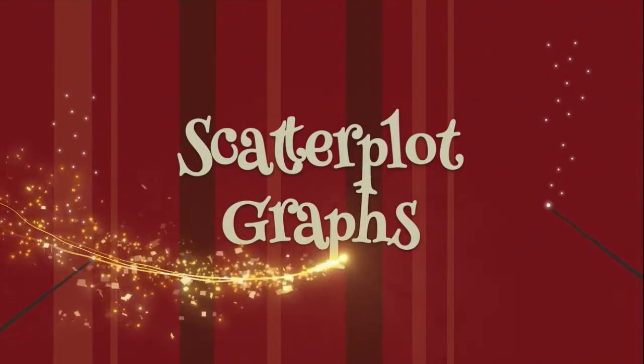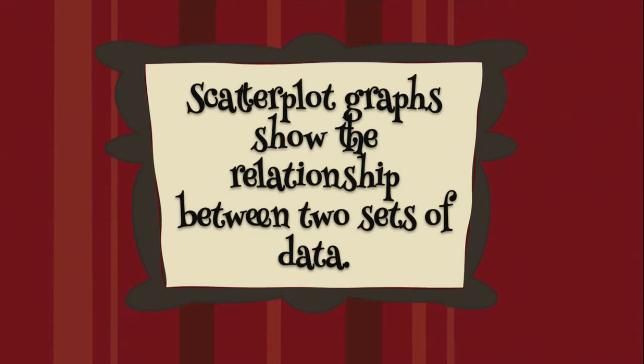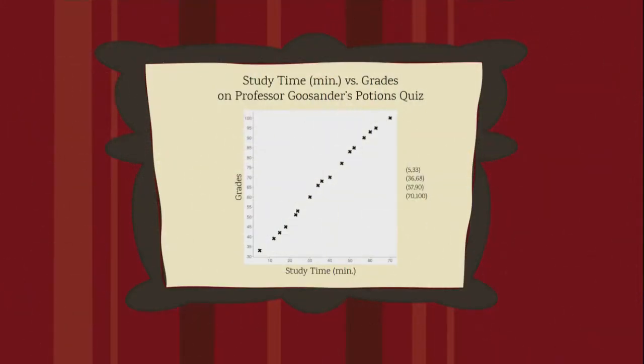In this video, we're going to talk about scatterplot graphs. Scatterplot graphs show the relationship between two sets of data. So here's an example of a scatterplot graph. Now, before I talk about this, I do want to point out that this is very similar, almost exactly the same as a coordinate graph. So if you have plotted ordered pairs on a coordinate graph, you can figure out a scatterplot graph very easily.